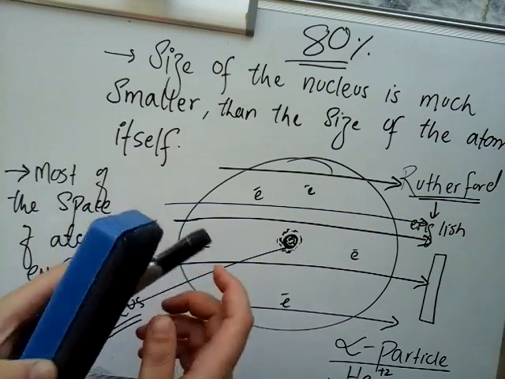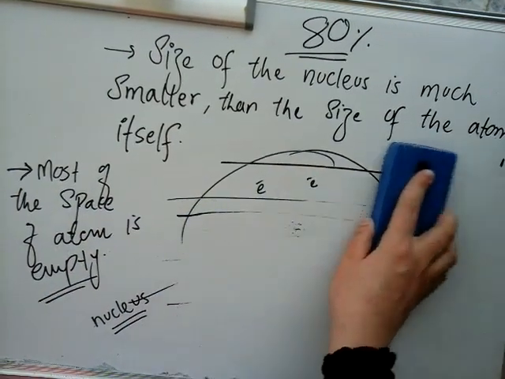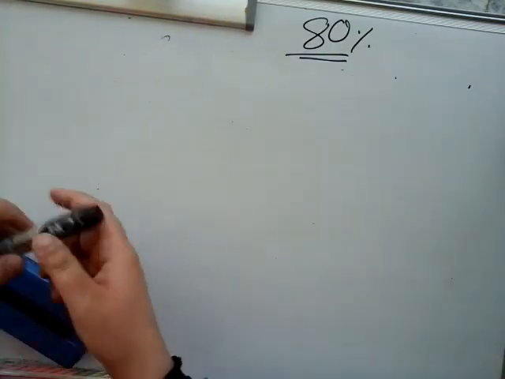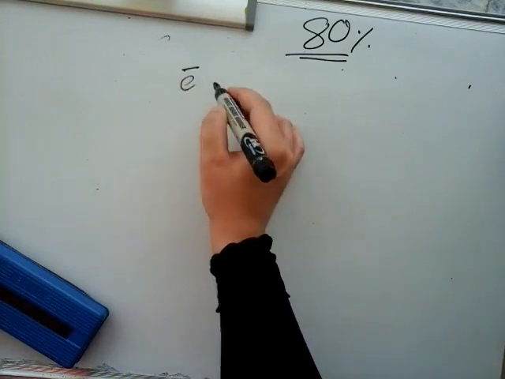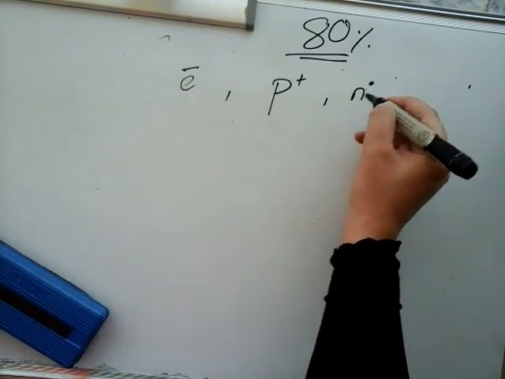So the next important point related to the structure of the atom is that I told you earlier that the electron is a positive charged particle and proton is negative and neutron is neutral.